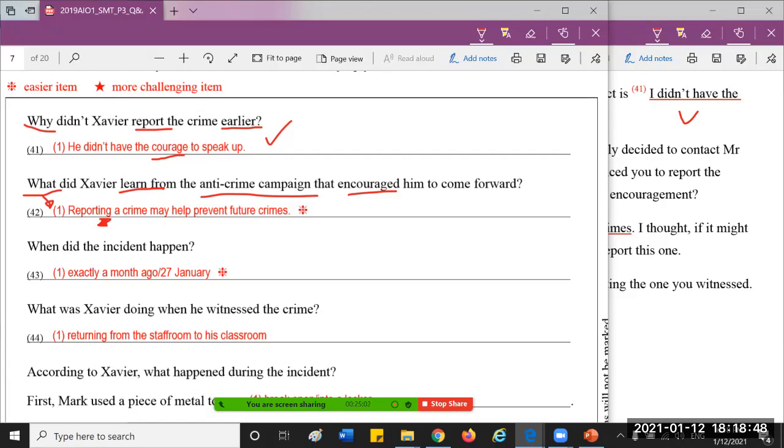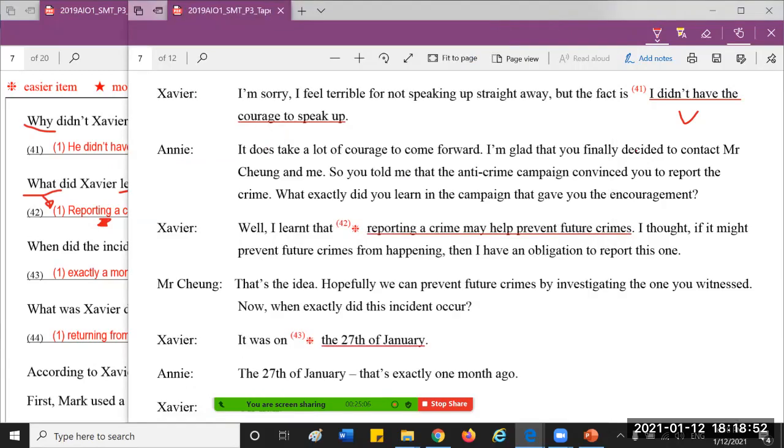Prevent future crimes. Let's see if the S here is a must. Yes, it is a must. And because this is a practice, I want you to be strict on yourself, on your performance. So you will always remember not to ignore the plural S. The plural S here. Reporting a crime may help prevent future crimes. Next, when did it happen? When exactly did it happen?